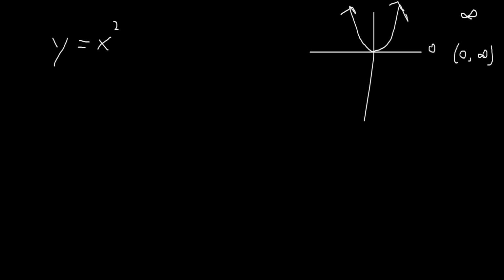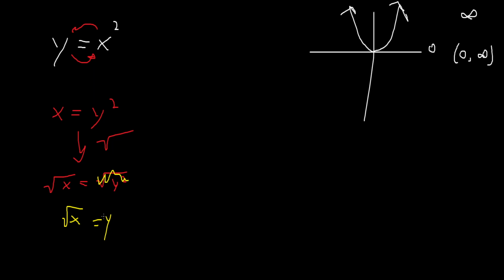So let's see what happens when we switch our x's and y's. We'd have x equals y squared. That's not so bad, but I want to get y by itself. The opposite of a square is a square root, so I'm going to square root both sides. So the square root of x equals the square root of y squared. The square and the square root cancel, so y equals the square root of x.